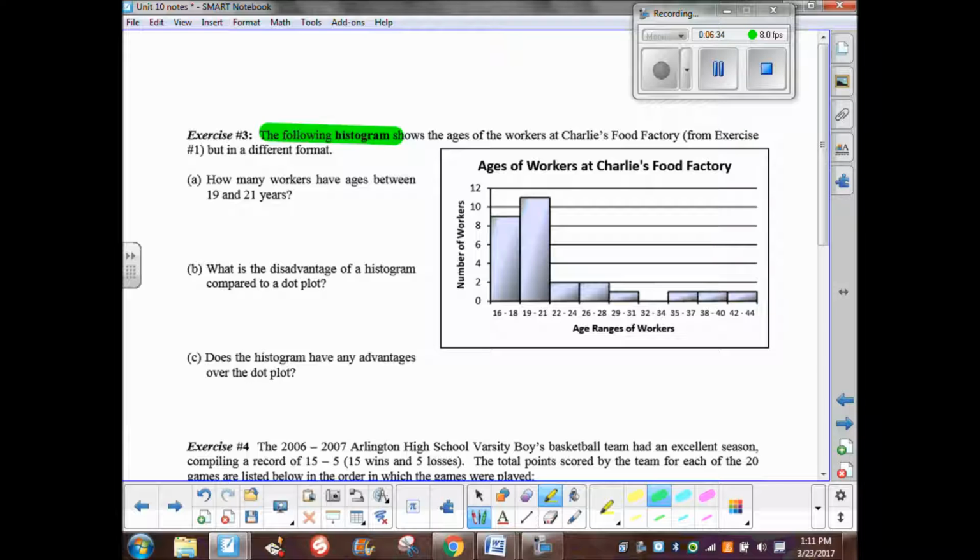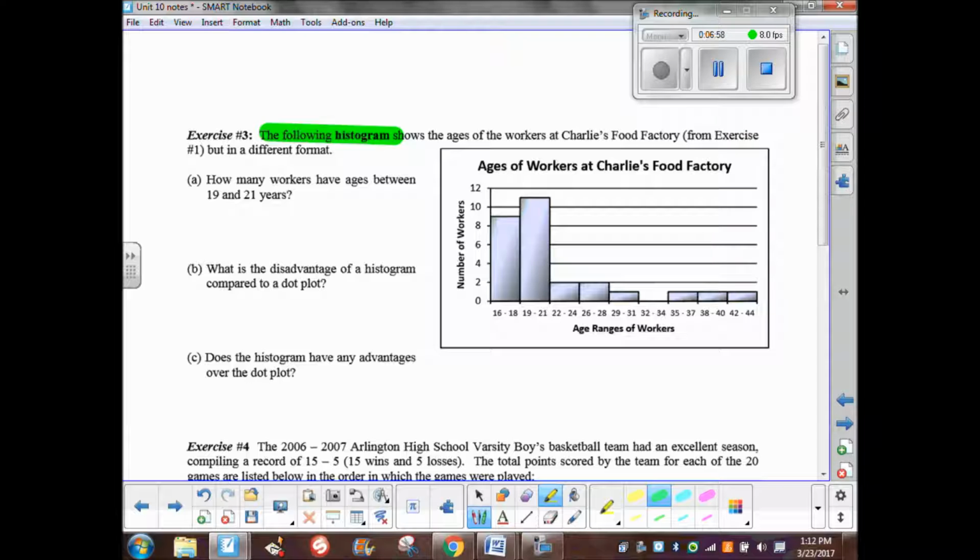Histogram is more like ranges, potentially. What else? Something not really mathematical, but it makes a big difference. Think about what a bar graph looks like, and then take a look at that histogram. What could you say about the bars? Yeah, that's the biggest difference.